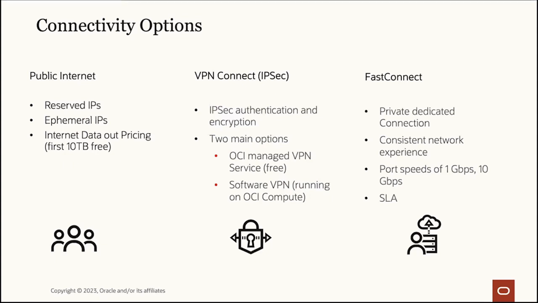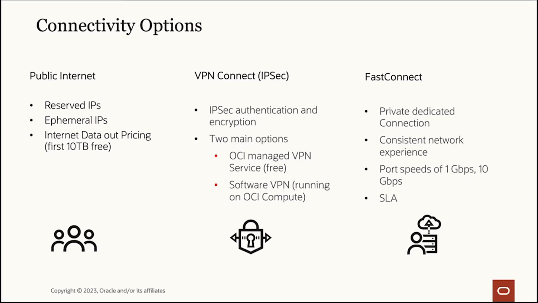Next, we have VPN Connect. This is going to have IPsec authentication and encryption, and there's two ways to deploy this. The first of which is an OCI managed VPN service, which is free, or a software VPN, which is going to be running on OCI compute. The VPN service is still free, but there will be metering on the compute service.